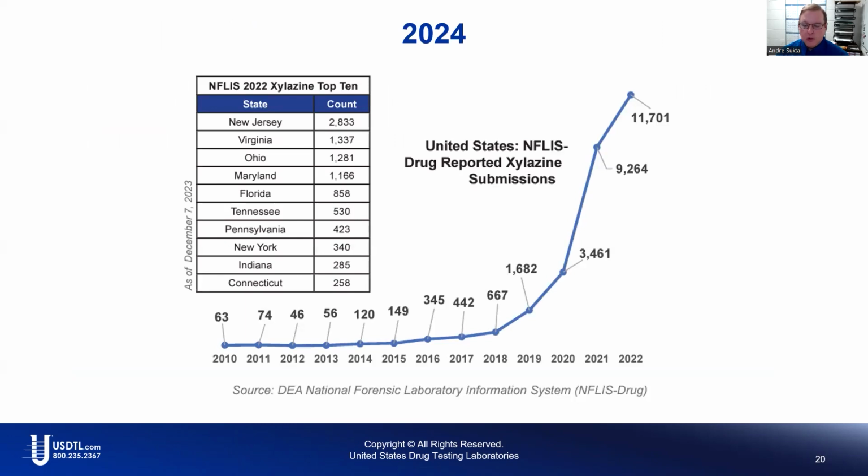In 2024, the National Forensic Laboratory Information System, or NFLIS-Drug, reported how xylazine has been a significant increase over the years. We had 63 different counts back in 2010, and in 2022, 11,701. You can also see in the top 10 cases of NFLIS what states are hit primarily with xylazine, and the number of case reports that correspond to that.